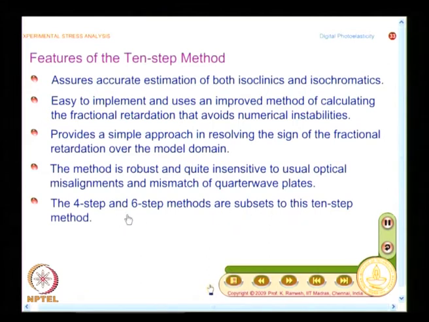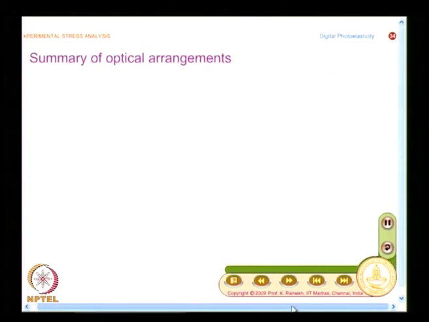And if you look at the 4-step and 6-step methods, they are subsets of this 10-step method. They are not different. If I know the 10-step method, I can know what a 4-step method is as well as a 6-step method. And let us look at the summary of optical arrangements.